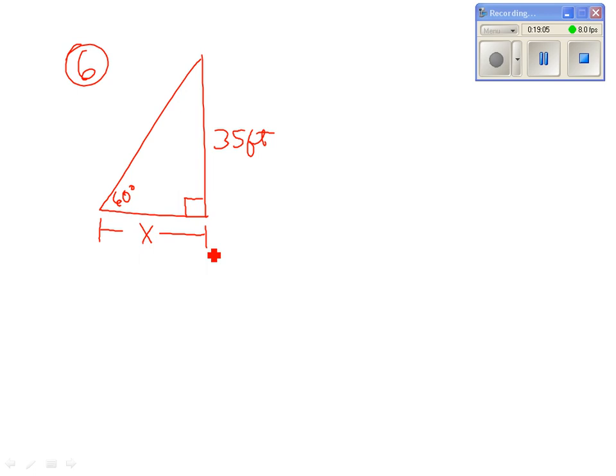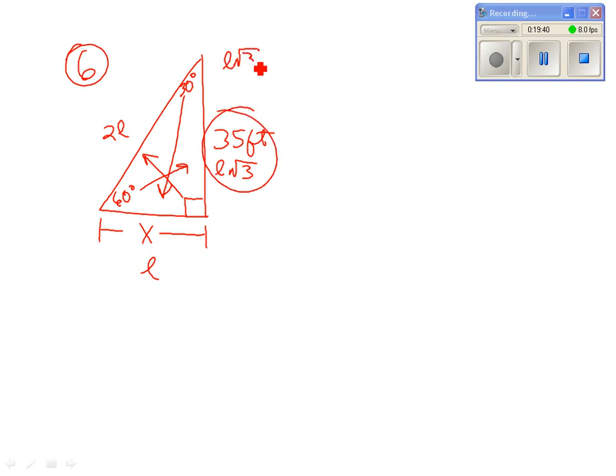What kind of triangle do we have here? 30-60-90. Could we use that? Yeah. Could we also use the trig ratios to find it? Yeah, and I'm going to do it both ways. If we do the 30-60-90 triangle, the side across from the 30-degree angle should be labeled what? L. The side across from the 60-degree angle? L times the square root of 3. Side across from the right angle? 2L. Now, if we do it this way, this is the equation we're going to set up: L times the square root of 3 equals 35.